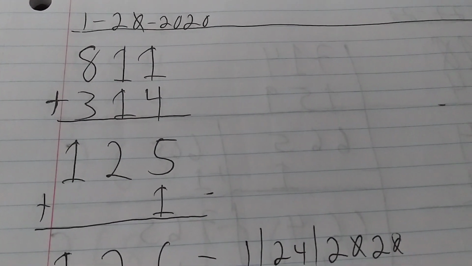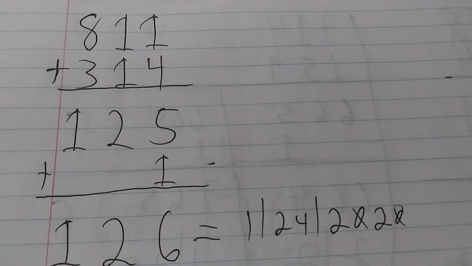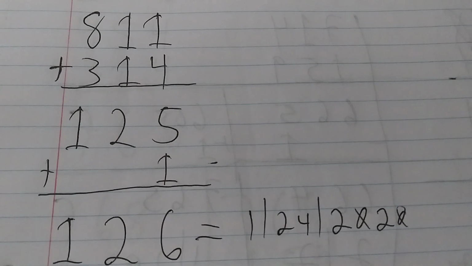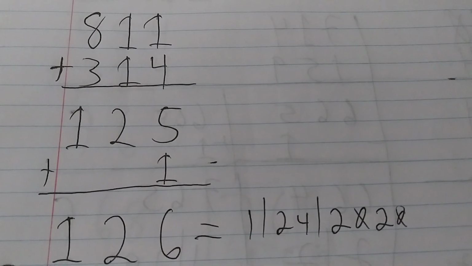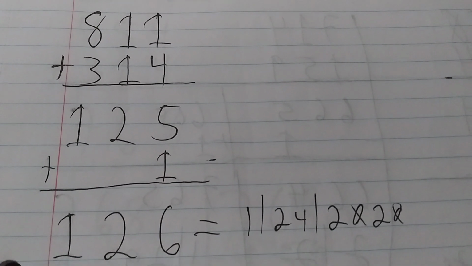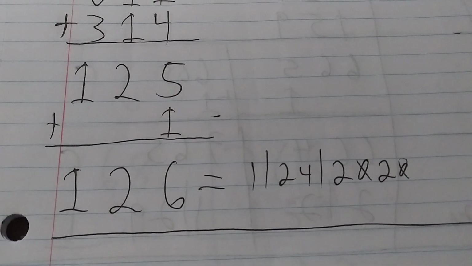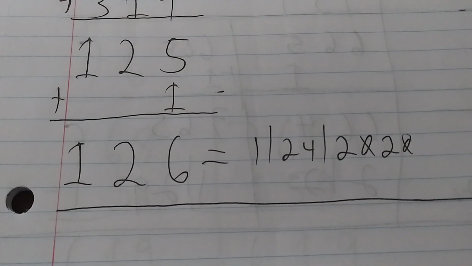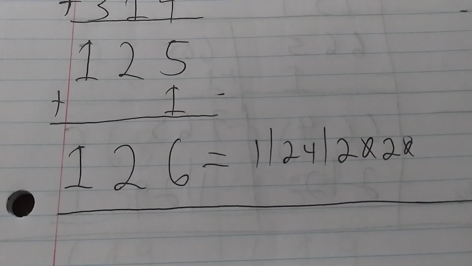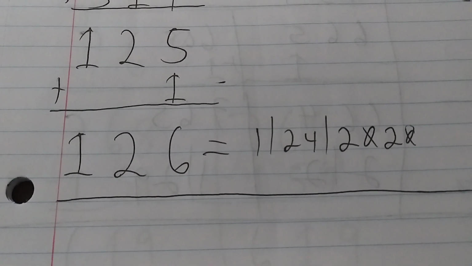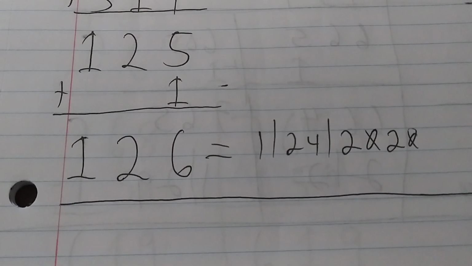On January 20th, you had 811 hit. You're going to add 314. 8 plus 3 is 1. 1 plus 1 is 2. 1 plus 4 is 5. 125 did not hit in the next 7 days. But you can also add 1 to the 5 there. So bring down 1, 2. And then 5 plus 1 is 6, and that number did hit on January 24th.